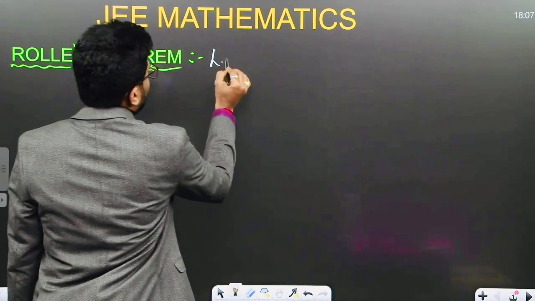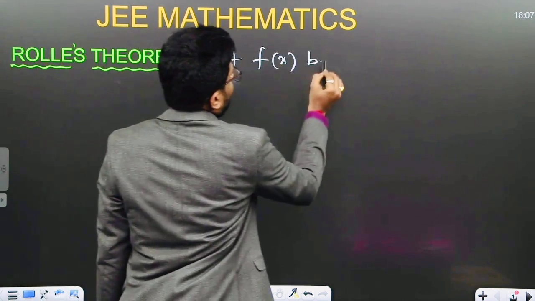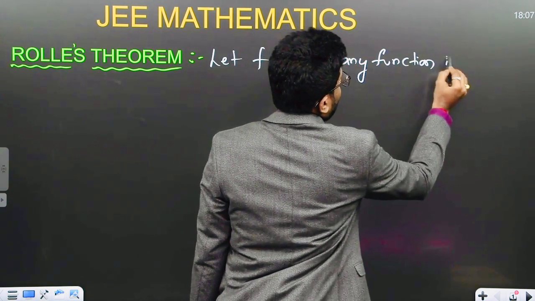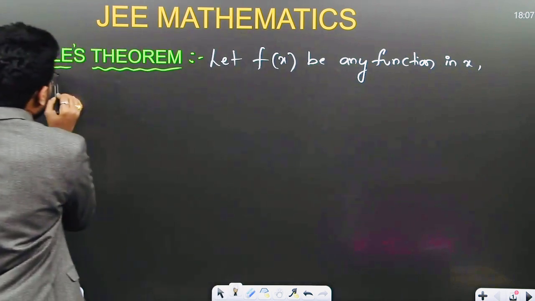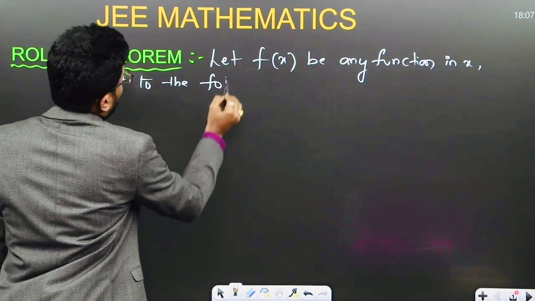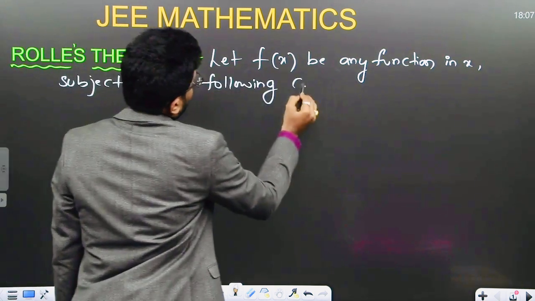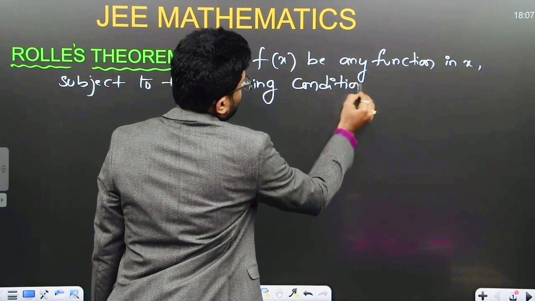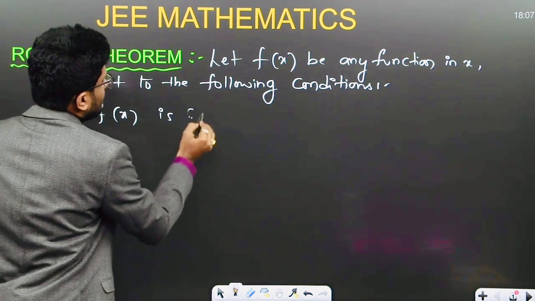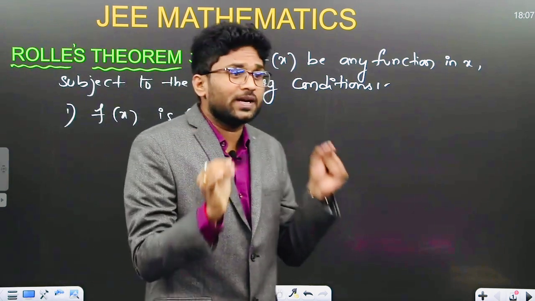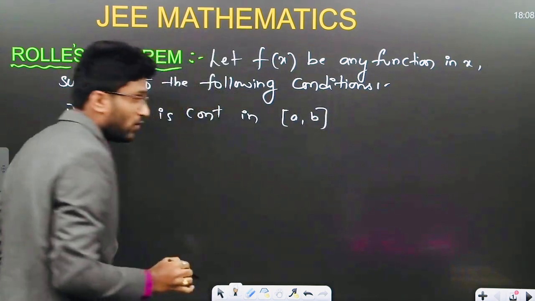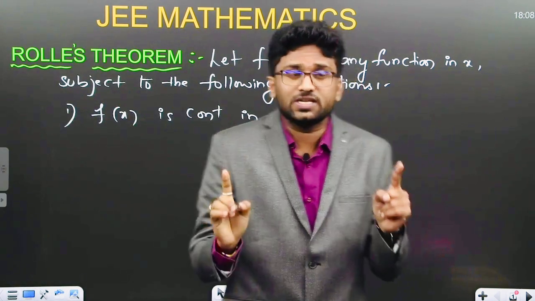Let f of x be any function in x subject to the following conditions. Number 1, f of x is continuous. f of x has to be continuous in closed a comma b. f of x should be continuous for all x belongs to closed a comma b.